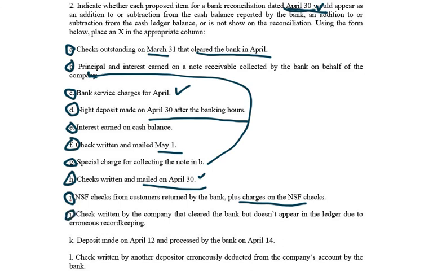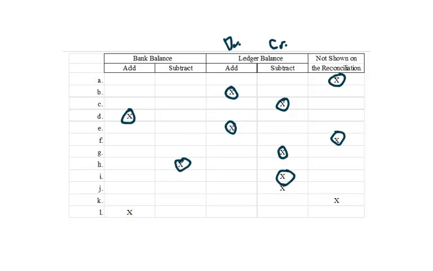Right, this one is sort of one I threw in there just to keep things interesting, mix things up. Check written by the company that cleared the bank, but doesn't appear in the ledger due to erroneous record keeping. In other words, an error was made on our end, the company's end. So how's that going to appear? Well, you just have to book that check. In other words, it got forgotten, so that'll be a subtraction, obviously, from the ledger balance.